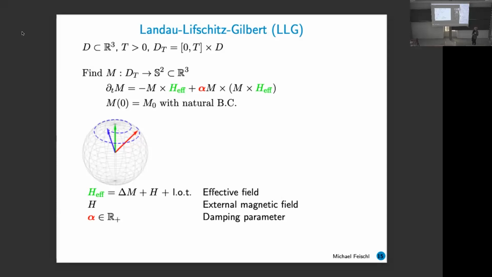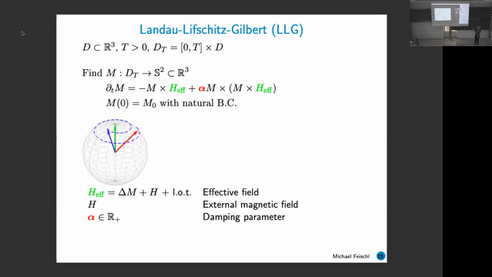You see it maps into the unit sphere. And each point of the magnetic body has a direction of the magnetization. And the evolution of this magnetization is given by this equation. It's essentially a nonlinear parabolic equation. You see this effective field contains the Laplacian of M. It contains some external field, and it can contain many other lower order terms, for example, some material anisotropy or some other effects which are interesting for physicists. And here you see the motion that you expect. The magnetization will precess around this effective field until it reaches a stable state.